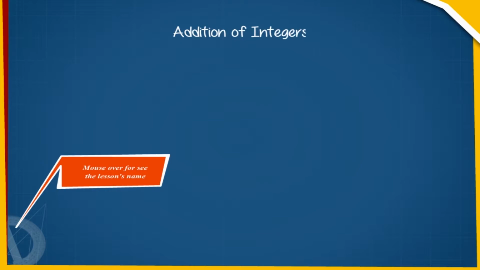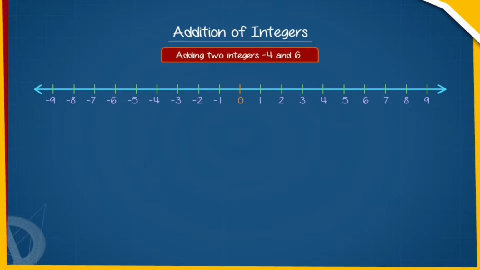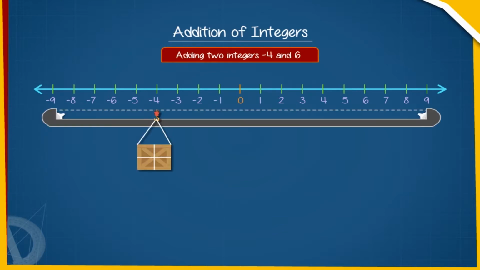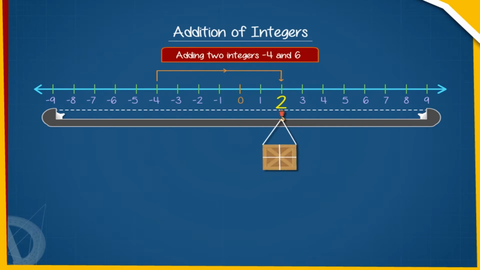Addition of integers. We can add two integers easily with the help of a number line. Suppose we want to add two integers, minus 4 and 6. On the number line, we will start from minus 4 and shift 6 numbers towards the right side of minus 4. We finally reach 2. So minus 4 plus 6 is equal to 2.